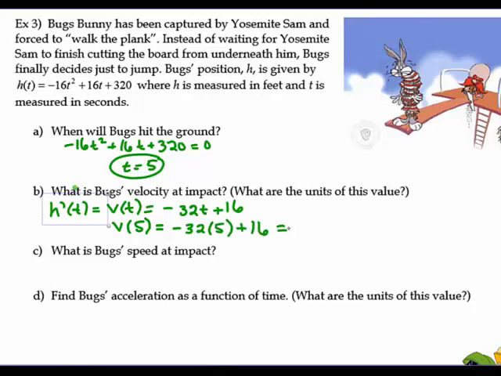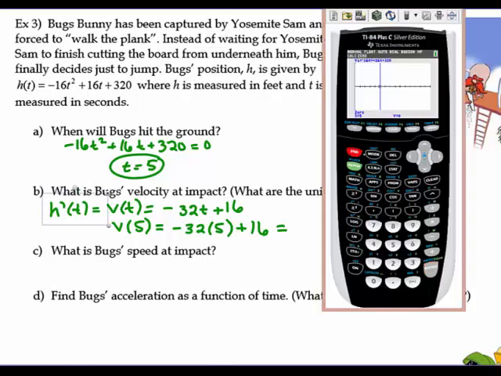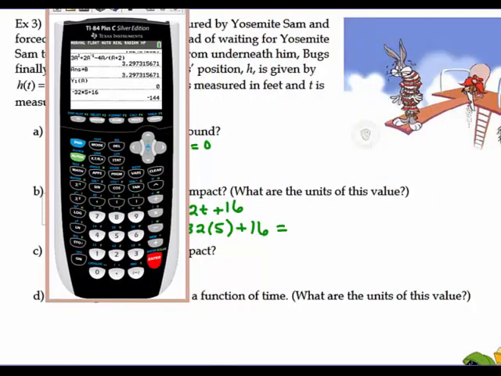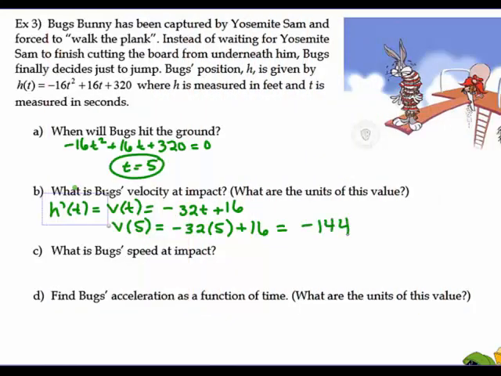And if I come over here, negative 32 times 5 plus 16 is negative 144. And what are my units of measure? Well, v is a velocity, and it's feet per second. What is Bugs' speed? Speed is simply the velocity's absolute value. So if velocity is negative 144 feet per second, his speed is a regular 144 feet per second.